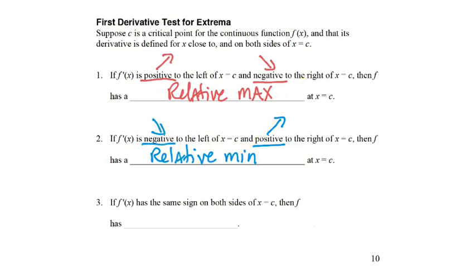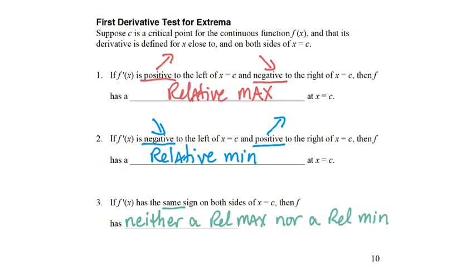Now, super important that we went from up to down or down to up. What if that doesn't happen? What if the derivative has the same sign on both sides of that critical value? That means that critical value where the function is has neither a relative max nor a relative min.